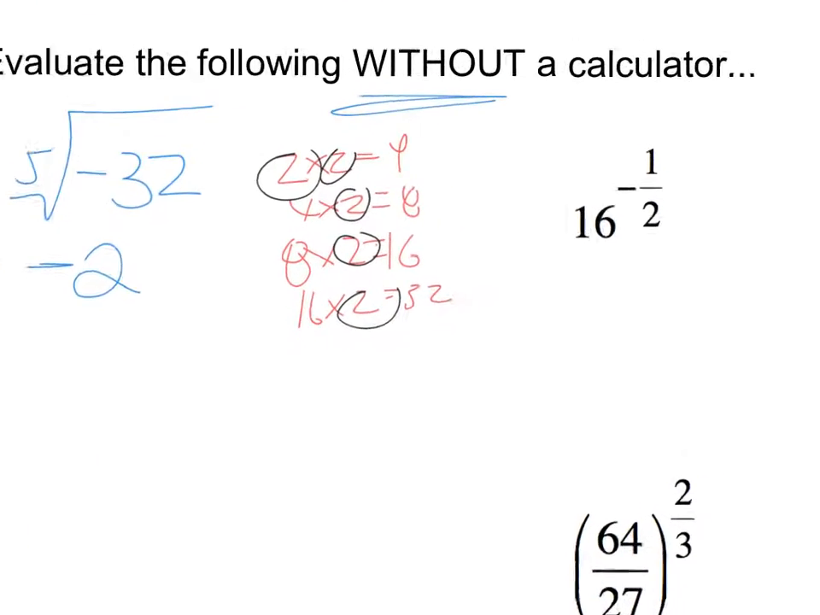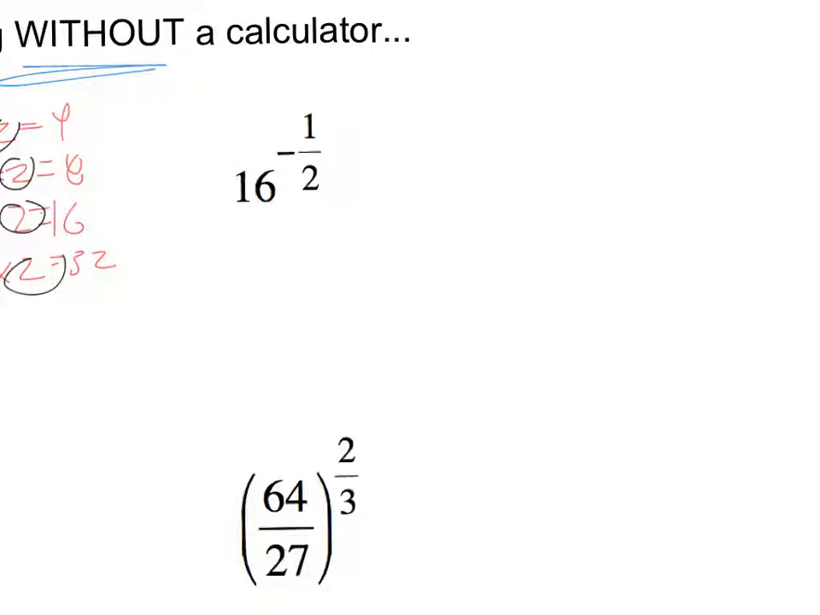All right. Again, without our calculator, 16 to the exponent negative 1/2. First thing I'm going to do, I'm going to rewrite it with a positive exponent. So I'm going to use my exponent laws from the other day. And I have 1 over 16 to the 1/2.